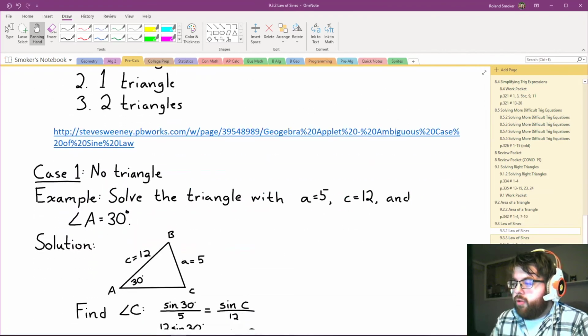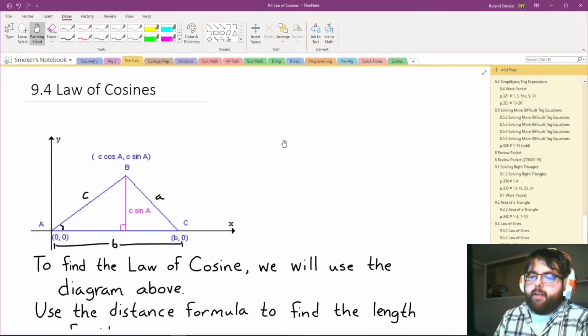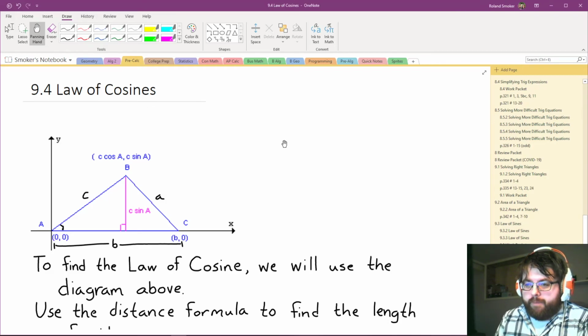Well, when it comes to solving triangles, they give us three pieces of information and we're asked to find the other three pieces of information. So what can they give us? Well, out of the six pieces of information, three angles, three sides. If they ever give you three angles, that's completely unsolvable because there are an infinite number of triangles that are all similar triangles with the exact same angles but different size lengths.